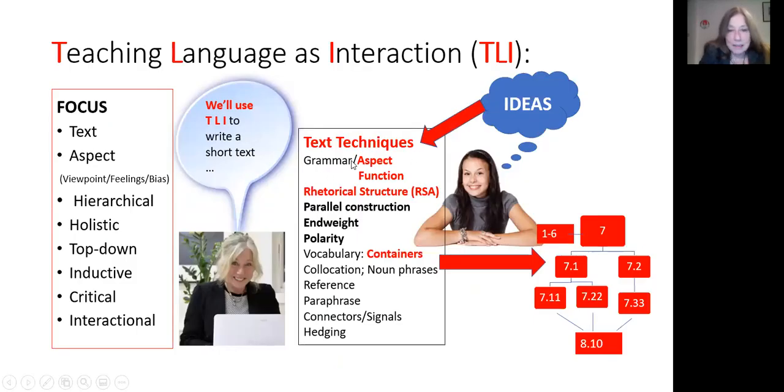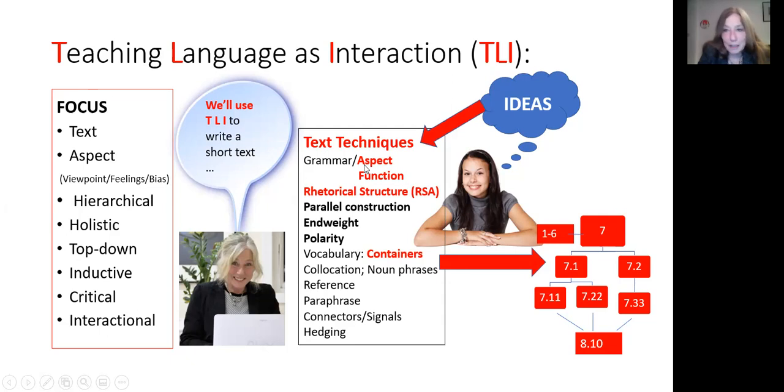So these techniques, they're not different to what are used at present in much of teaching, but I think that these are mainly used at the upper levels, the higher levels of proficiency, and I would argue that these should be used from the beginning, because they are what language is about and what language teaching should be about. So very similar techniques, resources, but the focus of TLI is different.